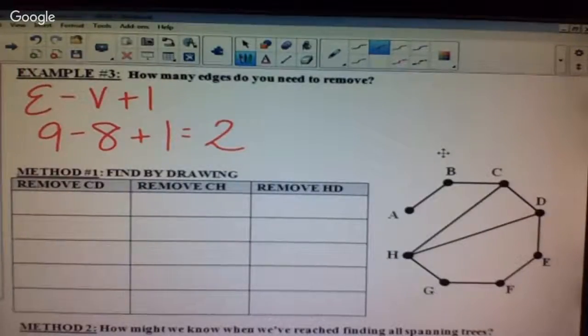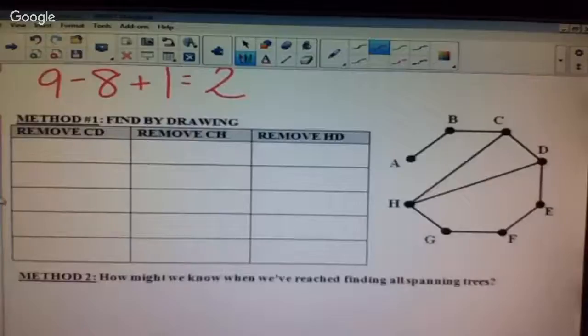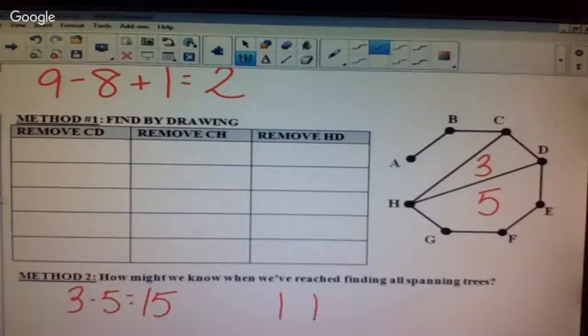So, how many lines is my first circuit? C, D, H, C. How many edges are in this circuit right here? 3. How many edges are in this circuit? 5. Okay, so my last rule said I should take 3 times 5, right? 3 times 5, which means I should have 15. I'm going to tell you that that's wrong. I should only have 14.